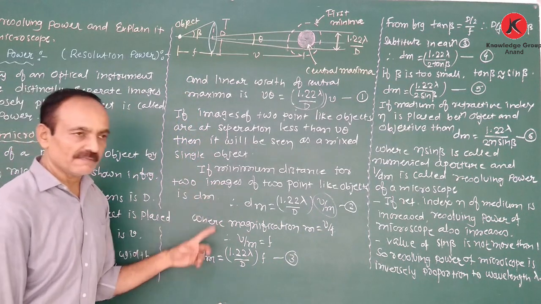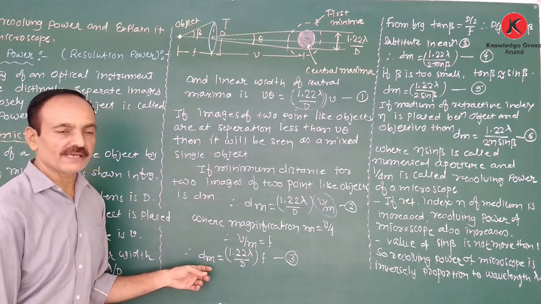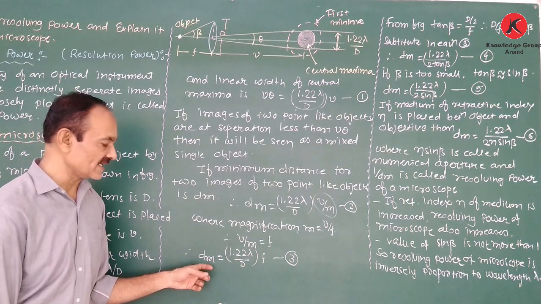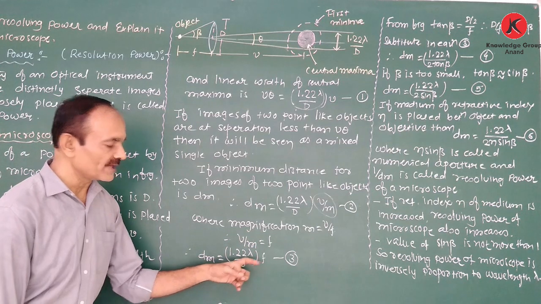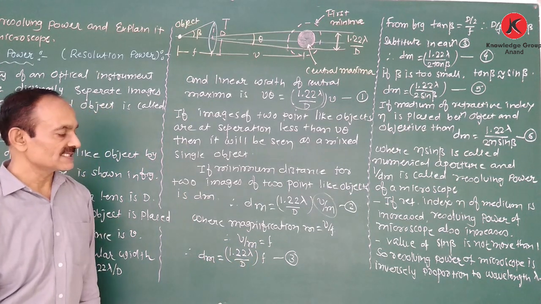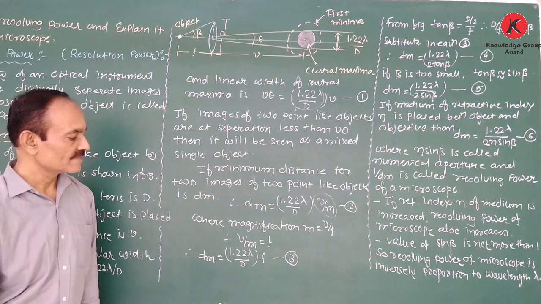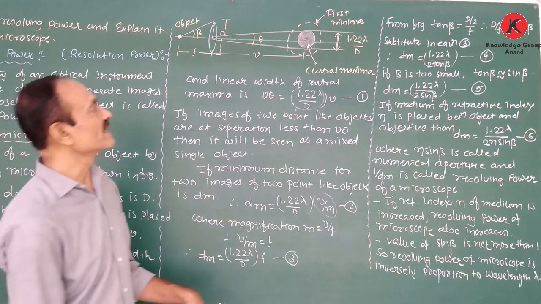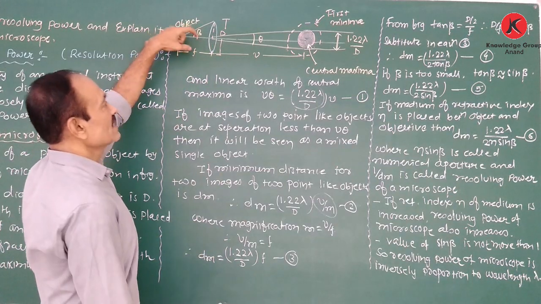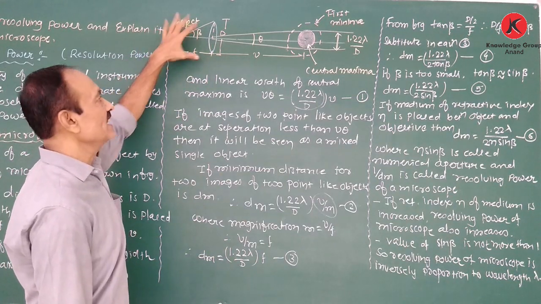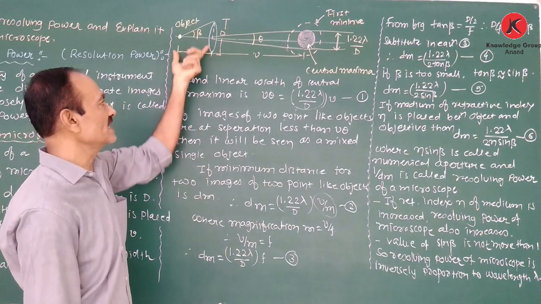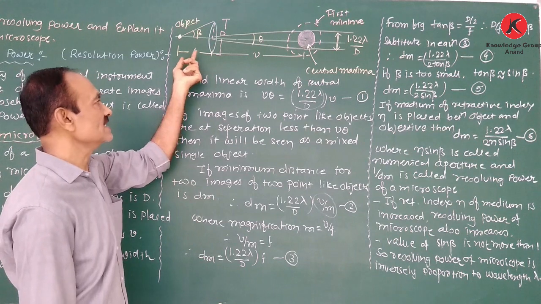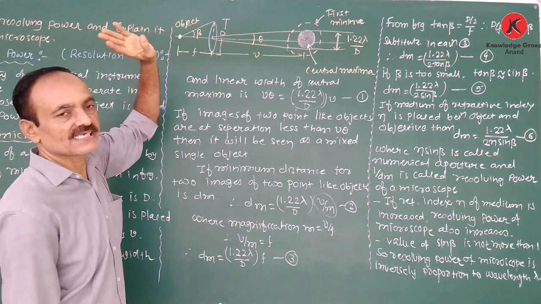Therefore, the minimum distance for the two images of the two point-like objects, dm, is equal to 1.22 lambda upon d into f. That is equation number 3. Now from the figure, the object is placed at distance f and the diameter of the lens is d.